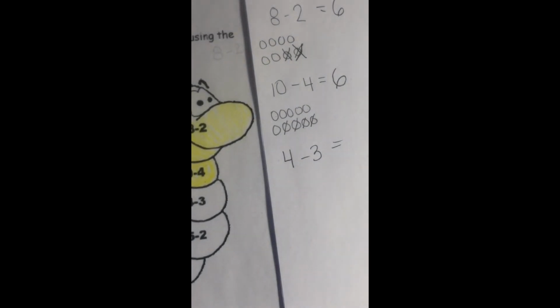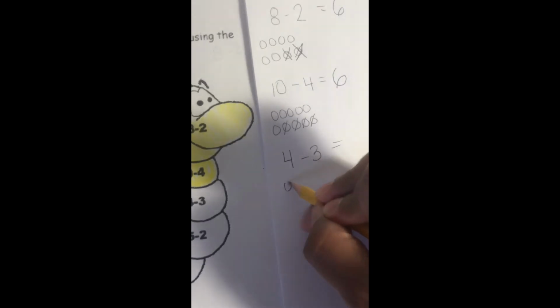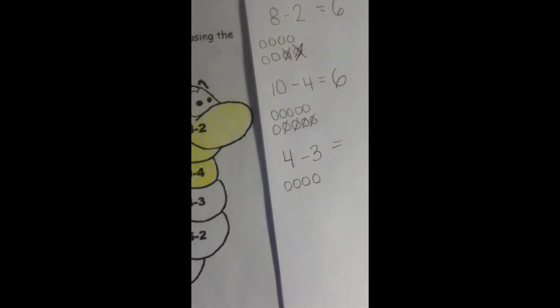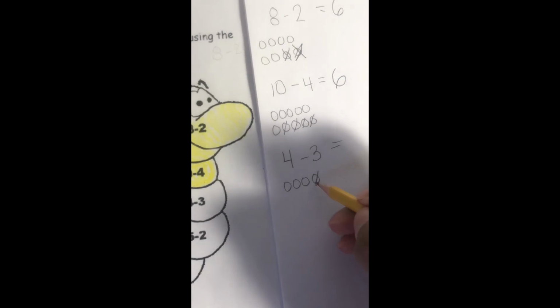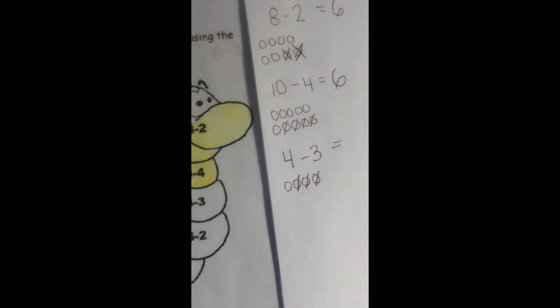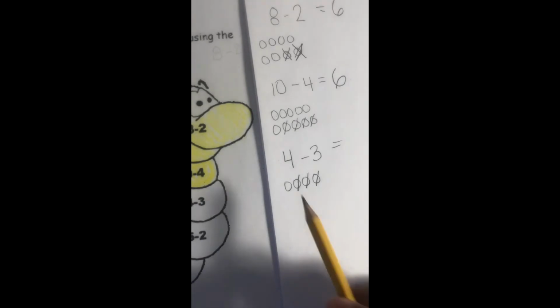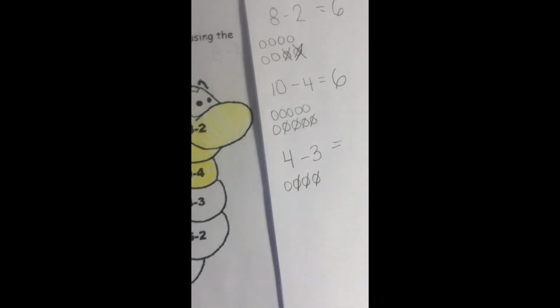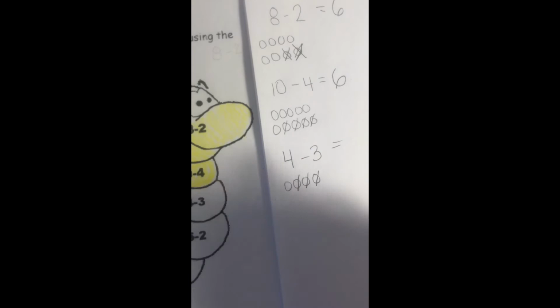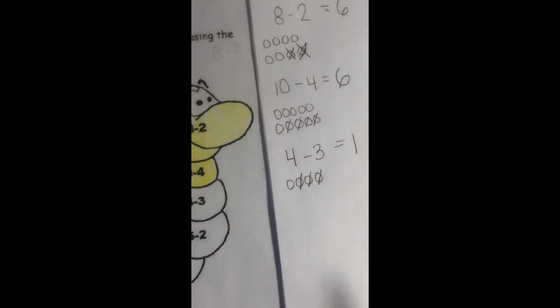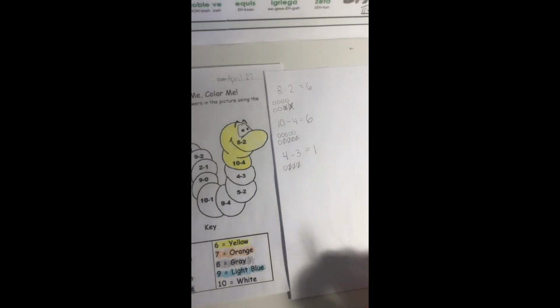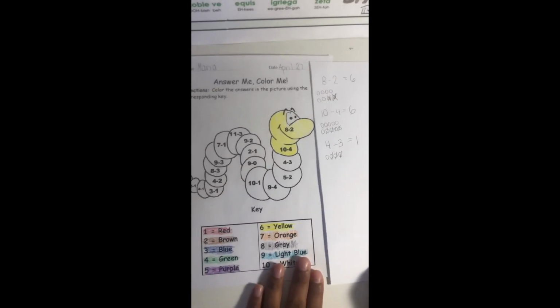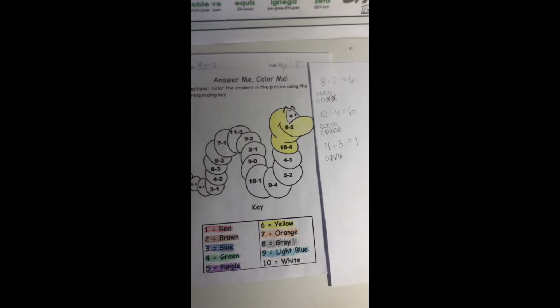Okay. 4 minus 3 would be, I have 4 circles, and they took 3 away. 1, 2, 3. How many do I have left? Let's count together. 1. So 4 minus 3 equals 1. So let's go back to our paper. We have over here. And what color would be number 1? It's right here. We need the color red.